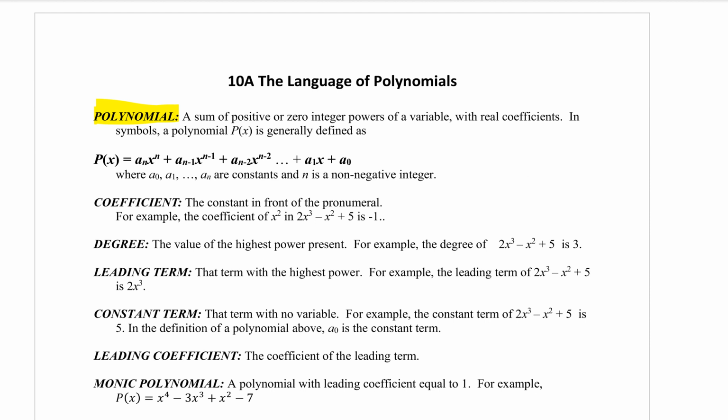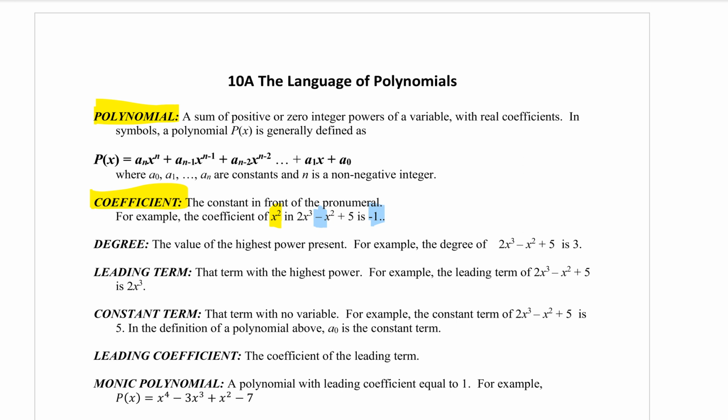So there's a few words we need to know for this topic. Let's go through them. You've heard of this one before, coefficient. The coefficient is the constant in front of a pronumeral. So if I was looking for the coefficient of the x squared in this expression here, I find the x squared and it's the number in front of it, which, because it's just a minus sign, would be a minus 1. Okay, you've done that many times before.